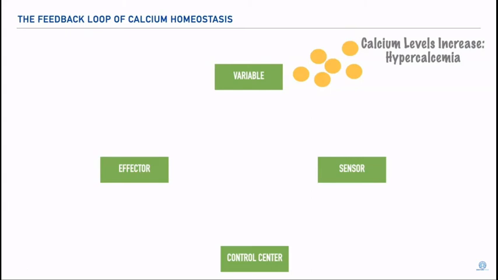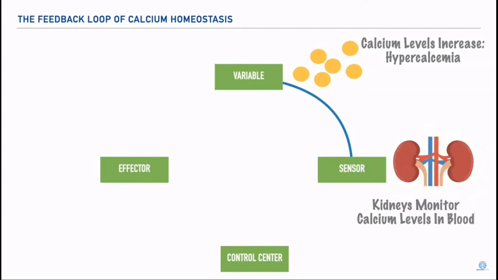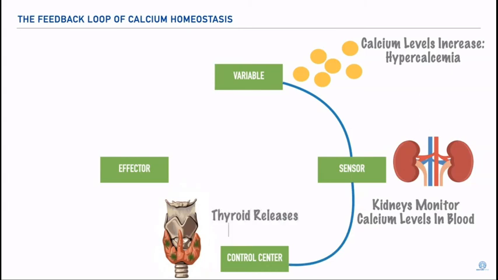Now, this increase in calcium is going to be sensed by a sensor, and the sensor in this example will still be the kidneys, as they monitor calcium levels within the blood. So the kidneys would then relay this message to a control center, which is still the brain. And the brain would task the thyroid gland, shown by the entire gland here except the green areas, to secrete the hormone calcitonin. And calcitonin would then lead to the action of an effector.